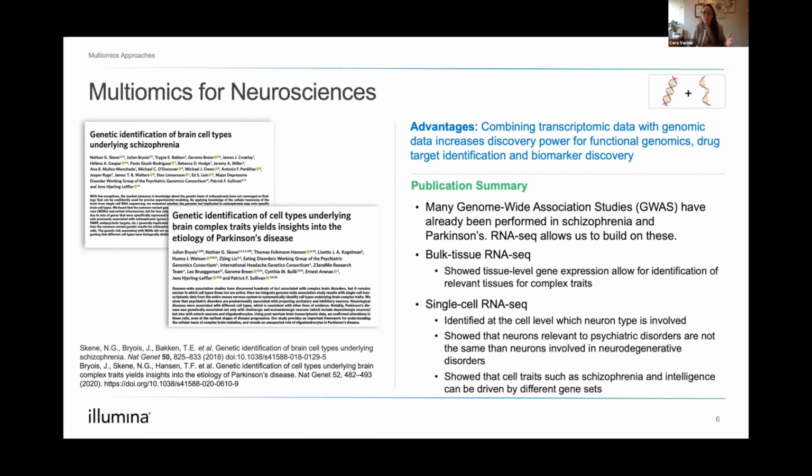And both of the papers really show the value of the approach of bulk tissue RNA sequencing, both in mice and in human. And I think in human, they use mostly data from GTEx. And then looking into single cell to really identify at the cell level which neurons are specifically involved in one disorder versus the other.